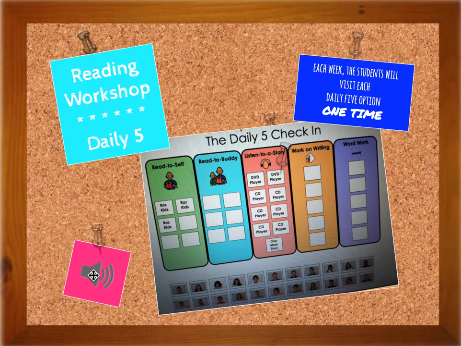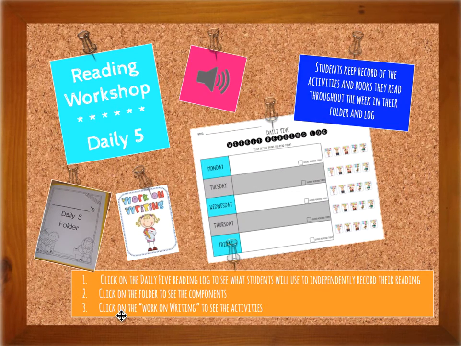On this slide, listen to the speaker. And on this slide, we have a lot to do. You can click on the Daily 5 reading log to save it and print it. You can click on the Daily 5 folder to see all the components of a Daily 5 folder. And you can click on the Work on Writing card to see activities that you can do for writing instruction. Also, make sure you click on our speaker so you can hear information about all the things on this page.